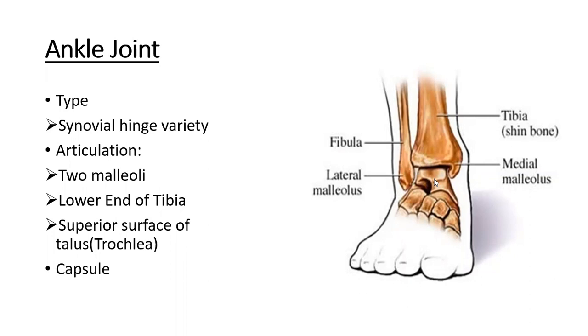Inferiorly, the structure that is participating to complete the articulation of this joint is the tarsal bones, and one of the tarsal bones, that is the talus. The superior surface of the body of the talus, that you can see in this diagram, is convex, so that it fits in the slight concavity of the lower end of the tibia.